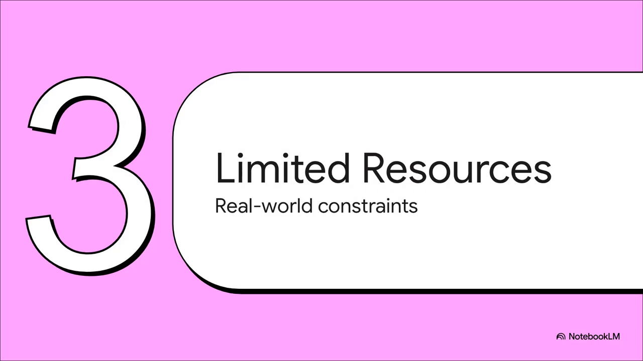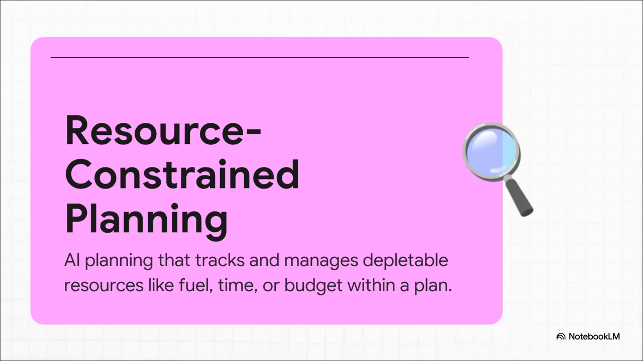Okay, let's get real. What happens when an AI can't just do anything it wants? This is where planning gets truly powerful because it has to start dealing with real-world limits like time, money, and energy. Resource-constrained planning does pretty much exactly what it says on the tin. It makes a plan while constantly checking if it has enough resources to actually pull it off. You see, every action might have a cost, and the AI has to be sure it doesn't run out of fuel or time or whatever else it needs before the job is finished.